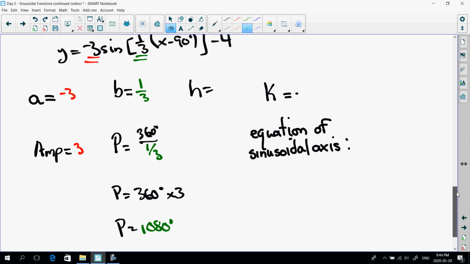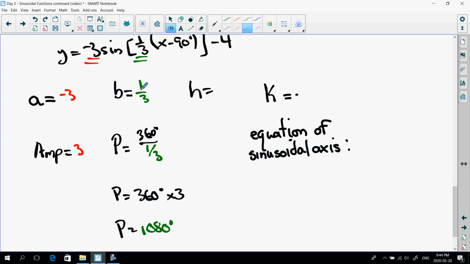So what that means is you're only going to see a third of a cycle between 0 and 360. You don't see a full cycle until you get all the way over to 1080 degrees. So between 0 and 1080, you would see that full cycle. And remember, it's a sine curve, all right? So it should start on the sinusoidal axis. Now, because it's reflected in the x-axis, instead of going up, it'll go down, then back up, and then back down. But you'd see one full cycle. This would be 0, whatever. This would be 1080, whatever.